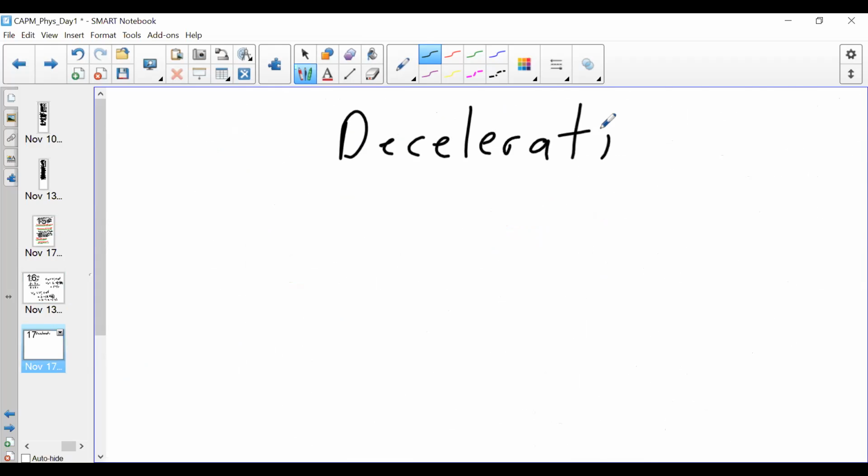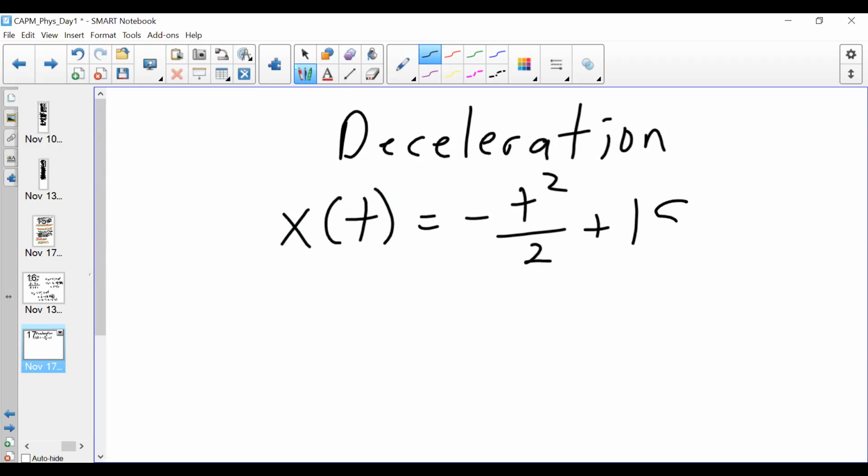Okay, so deceleration time. With a little bit of calculus, I generated this expression that we're going to be using to get all of our positions. And then from there, we're going to get our velocities. And then from there, we're going to get our accelerations. So we start off with this position as a function of time function, x of t, which is position as a function of time. You've seen this in math, y as a function of x. Same logic. Now we're doing real physical variables. And we're going to use this expression, negative t squared over 2 plus 15t.